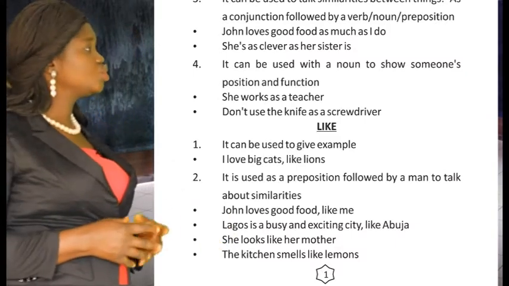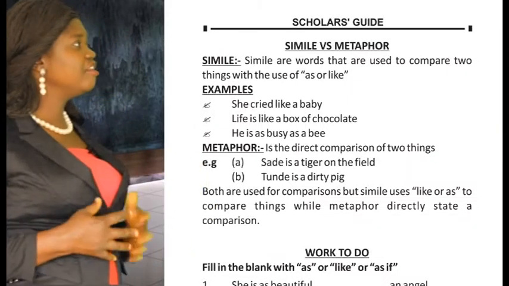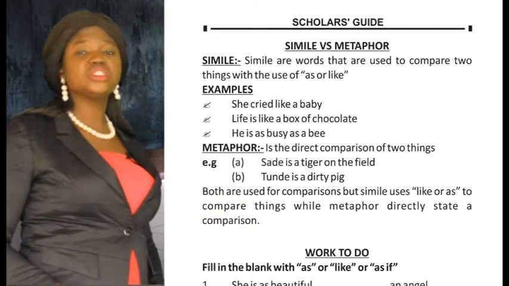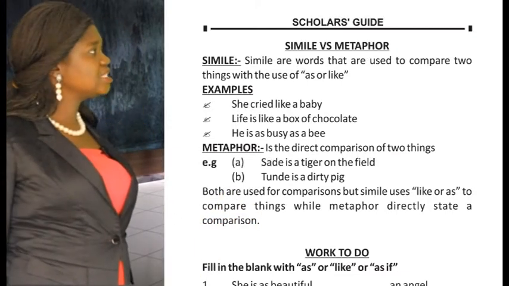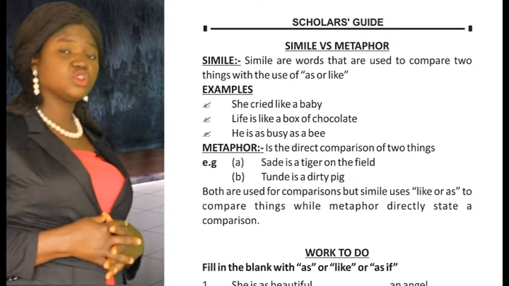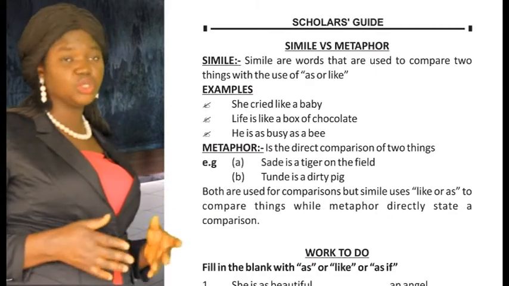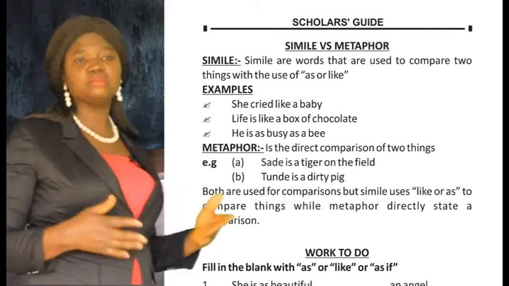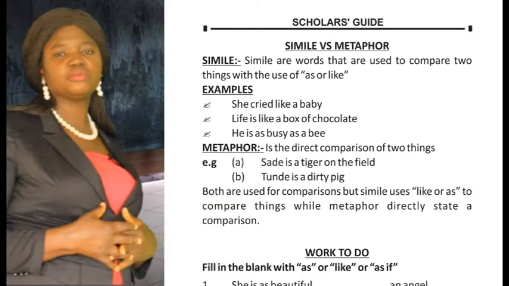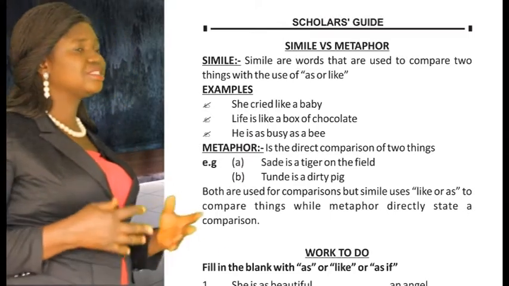All right, so we'll go to the second aspect of our work today, and that second aspect is what? Simile versus metaphor. Simile versus metaphor. You see, simile and metaphors are types of what? Figures of speech. You know, we have figures of speech in grammar. We have several ones, but for the sake of this class today, we'll be looking at what? Simile and metaphor. So what is a simile? What is a metaphor?